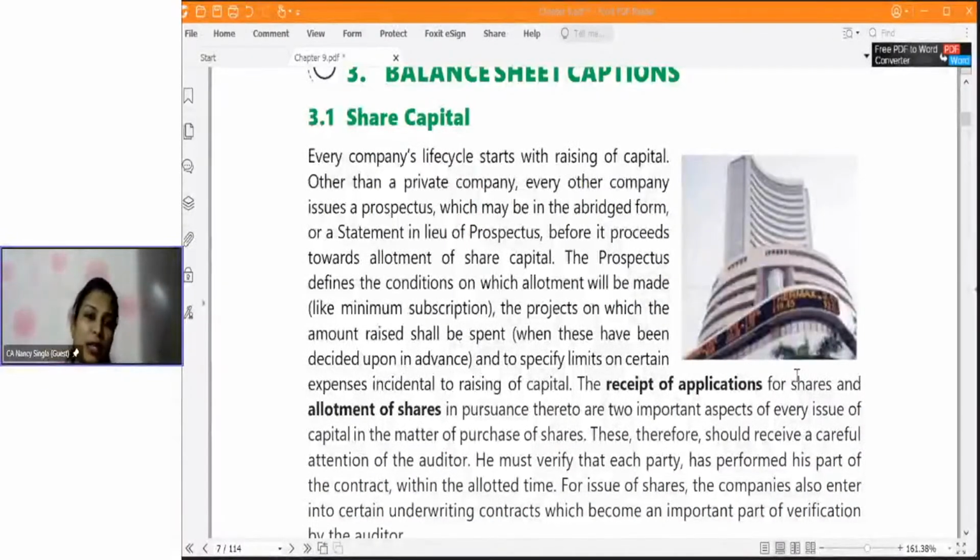So I hope you are clear with what we are understanding with respect to the verification of share capital. ठीक है? So what we will be doing is, first of all, we will see what audit procedures the auditor needs to perform in order to see the existence, the completeness, and the valuation of share capital. Then we will specifically study section 52, when the shares are issued at a premium, what audit procedures the auditor is going to perform.